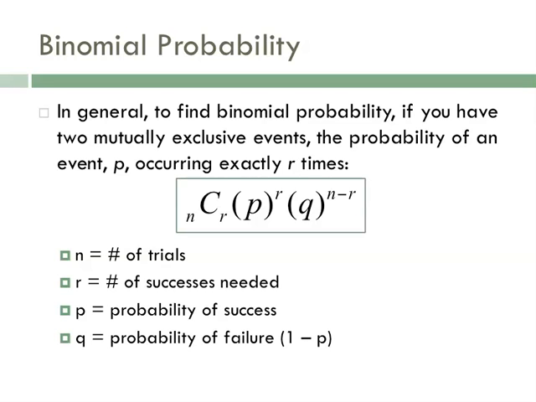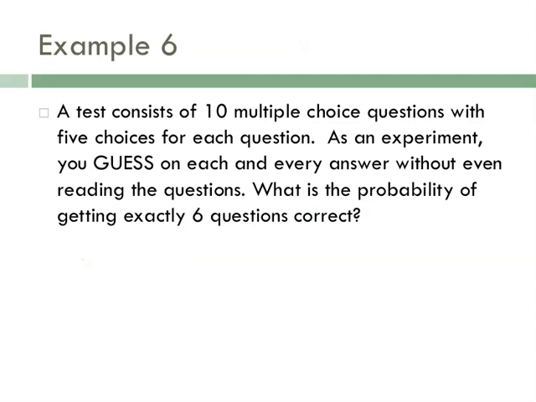Okay, so let's take a look at example 6. It says a test consists of 10 multiple choice questions with 5 choices for each question. As an experiment, because you would never do this otherwise, you guess on each and every answer without even reading the questions. What is the probability of getting exactly 6 questions correct?